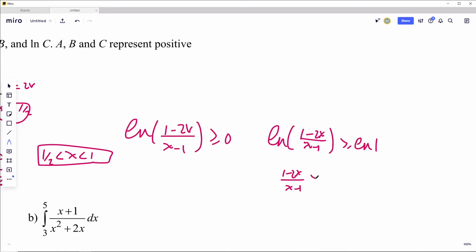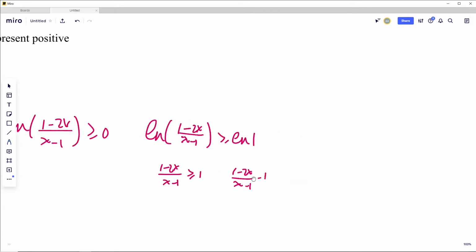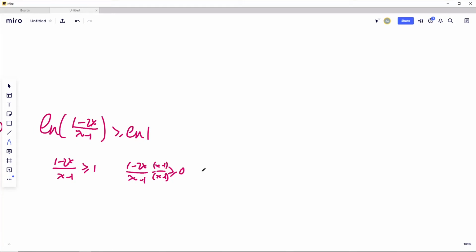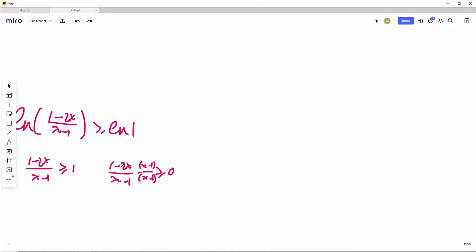1 minus 2x over x minus 1 greater than or equal to 1. Take 1 to the other side: 1 minus 2x over x minus 1, minus 1, greater than or equal to 0. Now we can make this into a numerator and a denominator, so x minus 1 over x minus 1, like that. I did it in a single step so that I don't have to do it again. Minus 2x minus x, so minus 3x. And here minus 1, so plus 1, so 2, over the denominator, greater than 0.